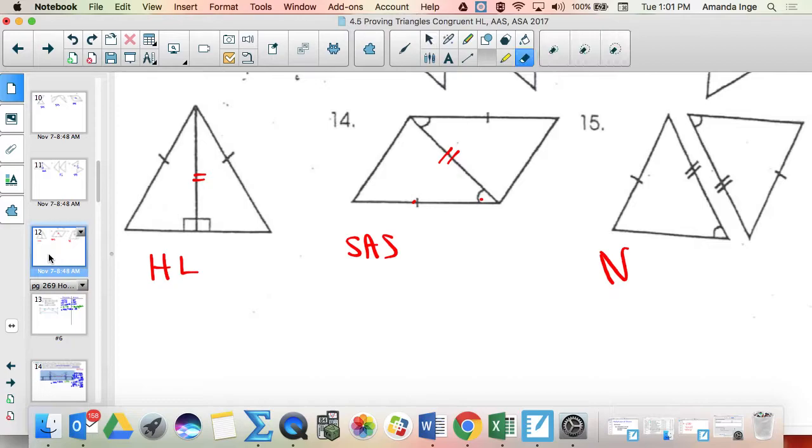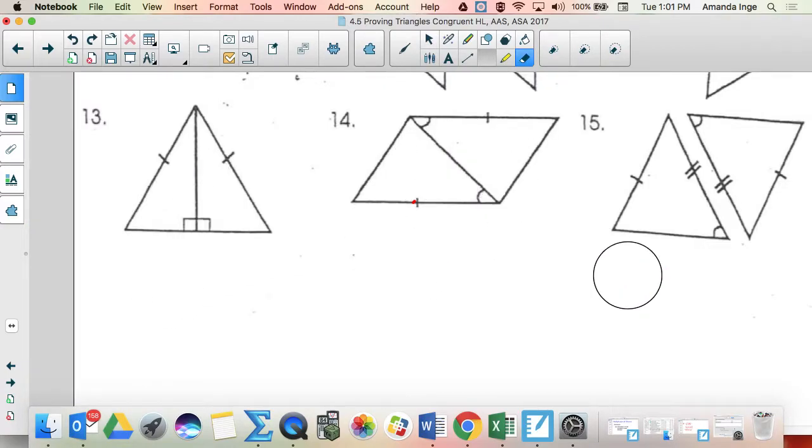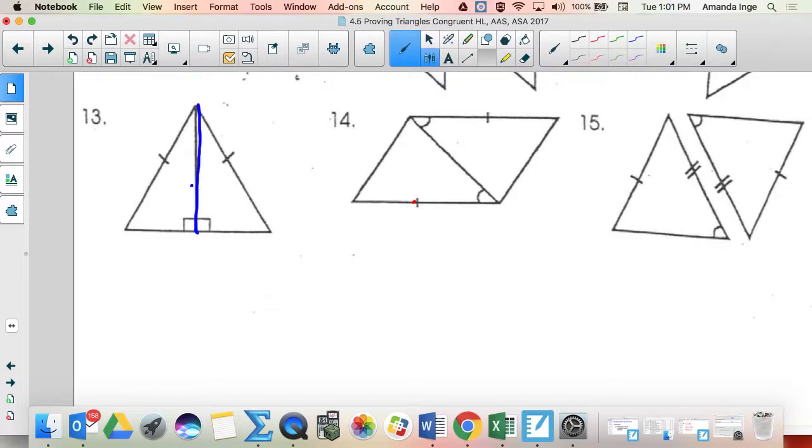So on these, what do we have? On number 13, do you have a right triangle? Yes. Do you have a hypotenuse? Yes. Do you have a leg? Yes. So hypotenuse leg, because you have the hypotenuse and you have a leg.